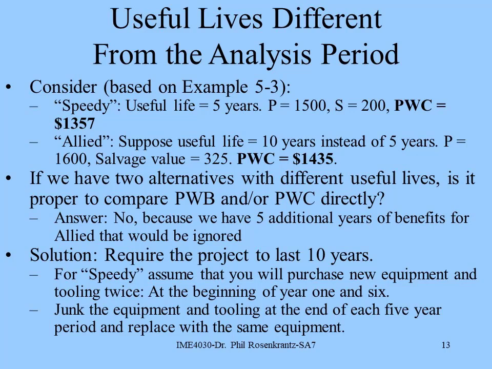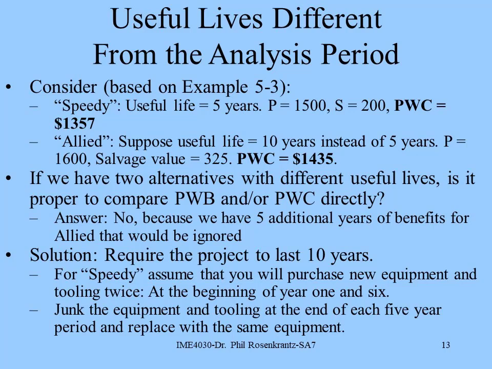But if we have two alternatives with different useful lives, is it proper to compare the present worth of benefits or cost directly like that? Well, the answer is no, because in this case we have 5 additional years of benefits for Allied that would be totally ignored. So how do we handle that? Well, we're going to make a couple of assumptions. One is we're going to require, say, as an example, a 10-year useful life or a 10-year analysis period.